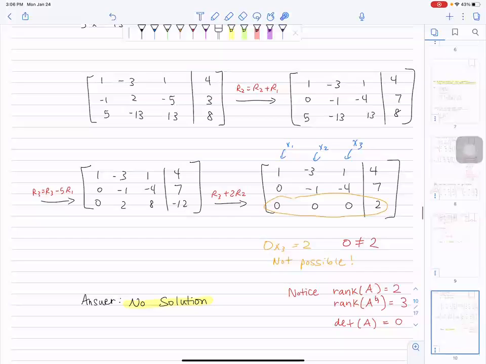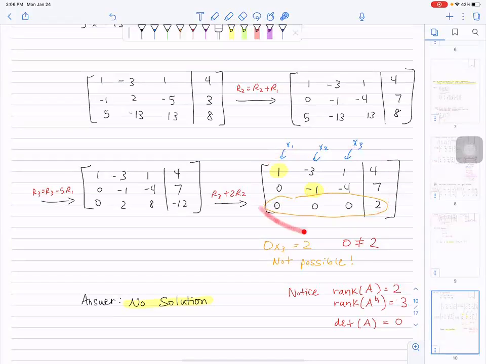Now something to notice is that if we take a look at A, the rank of A is 2 because there's 2 leading ones here. This is -1, but if you multiply that whole row by -1, this would be a +1. So you have 2 leading ones here. The rank of A is 2.